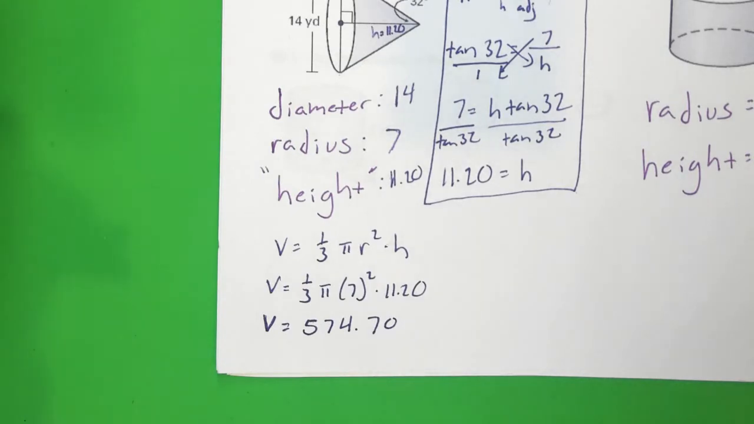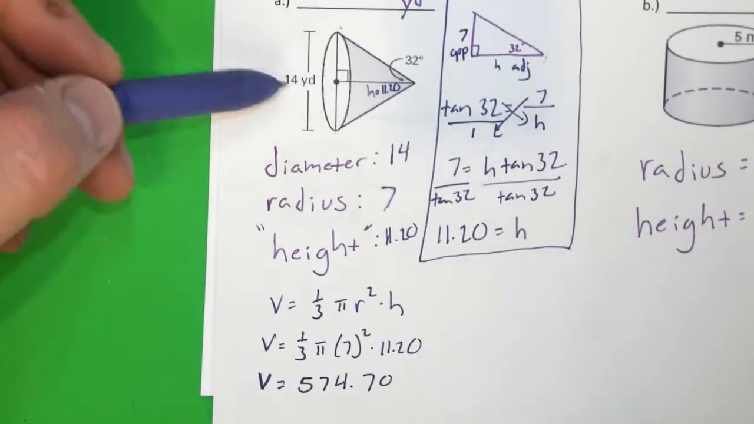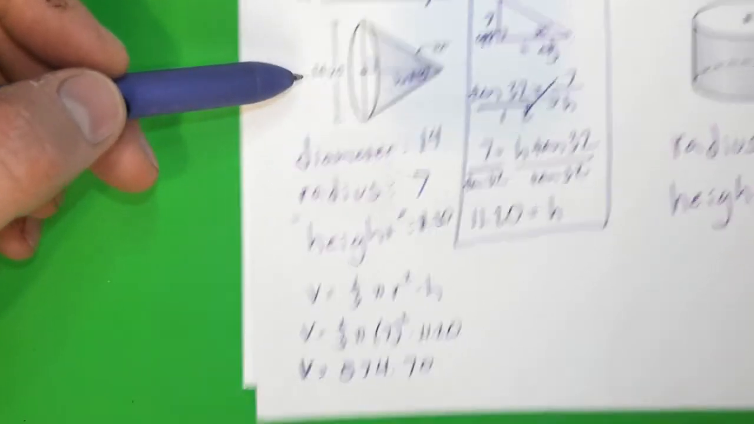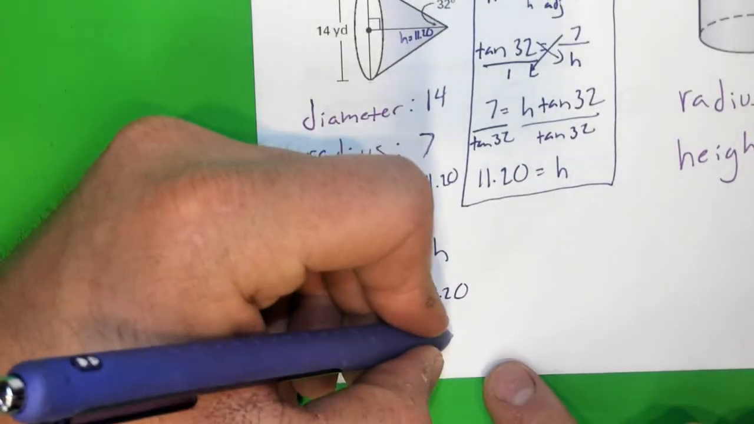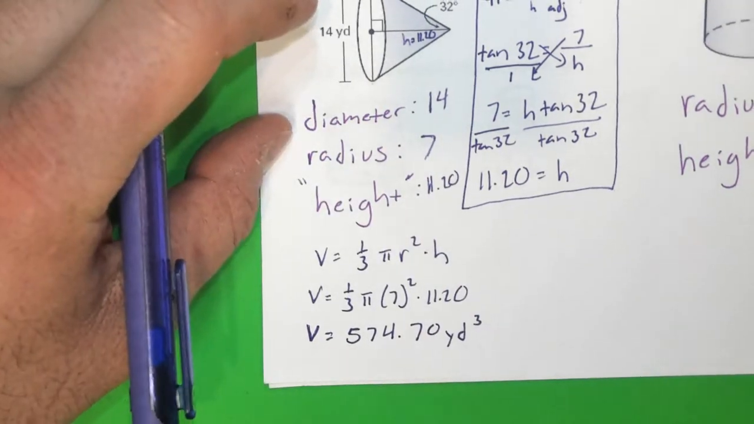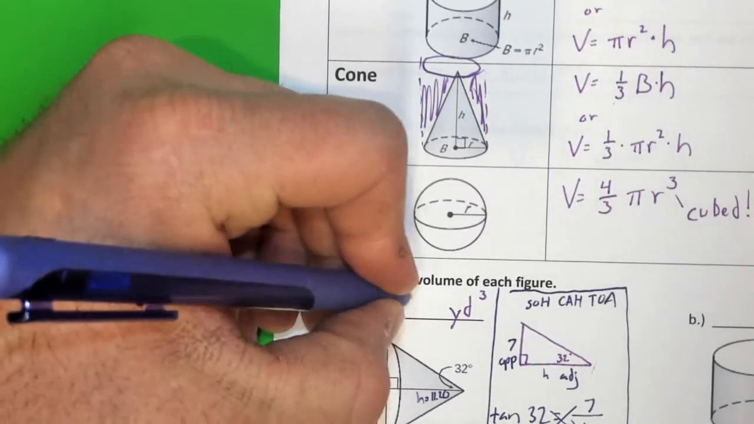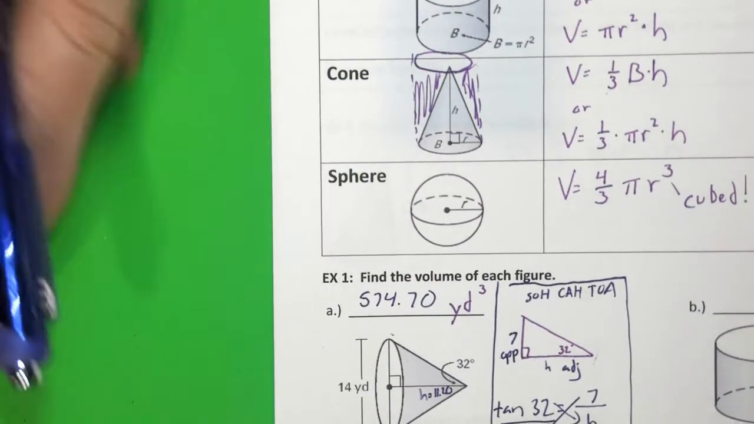There is going to be units on this, so we want to make sure we go back to our problem and take a look at the units. And so right here, the diameter that I gave you was in yards, so we want to make sure that we have yards on our final answer as well, and we want to make sure that they are cubed, because this is volume. So our final answer for this one is going to be 574.70 yards cubed.